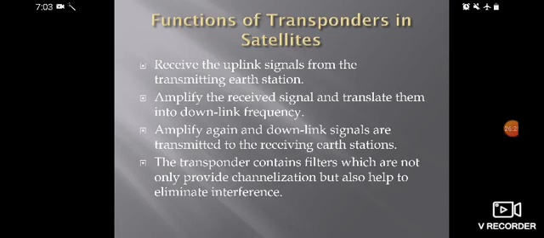The transponders contain filters also, which not only provide channelization but also help to eliminate interference. Why? Because whenever we are transmitting a number of signals from the earth stations, we have the probability of getting some interference also. So whenever we have this problem, the transponder has some filtering options, used for channelization, but not only that, it also eliminates the interference problem.